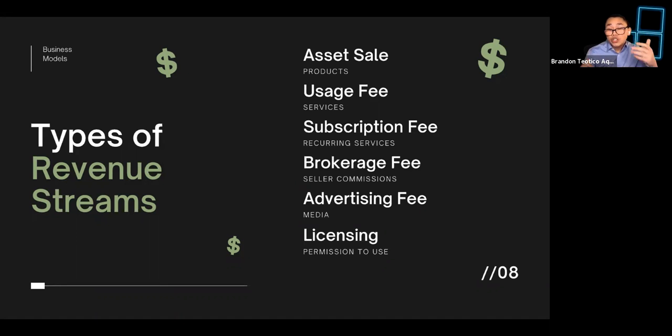And then after that, we have brokerage fee. Brokerage fees refer to seller commissions. So an example of this is if you buy a house, the realtor gets a commission for helping sell the house, and that brokerage fee is the commission, which is the percentage of the sale.